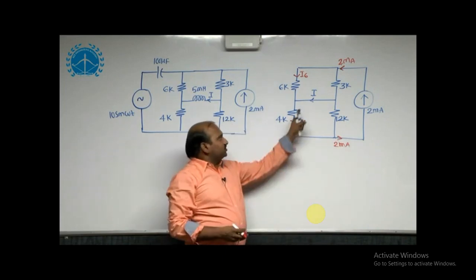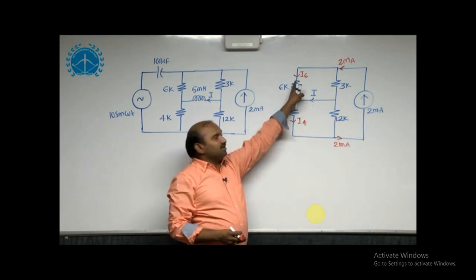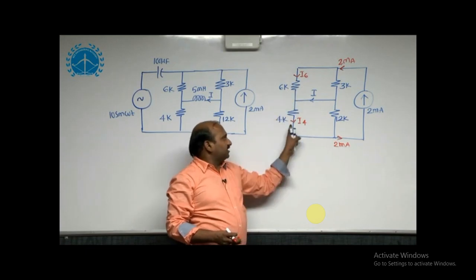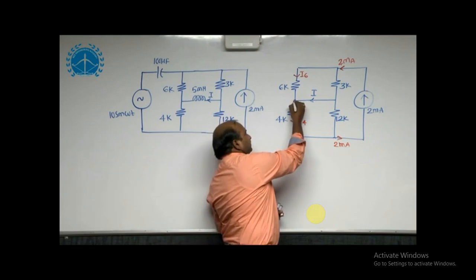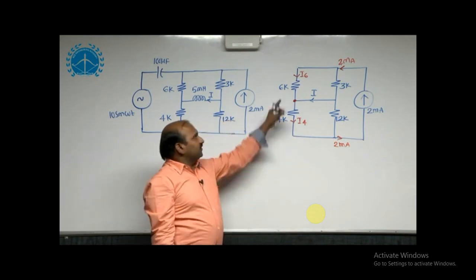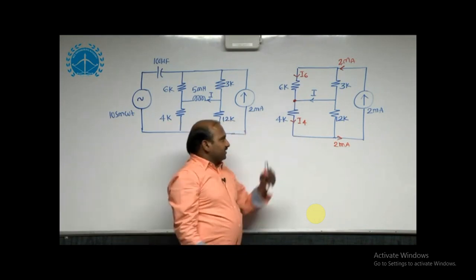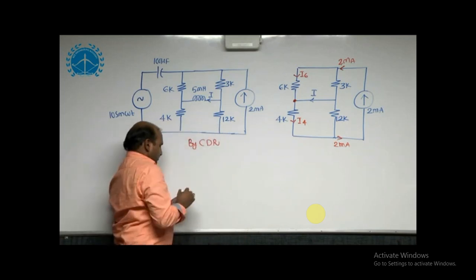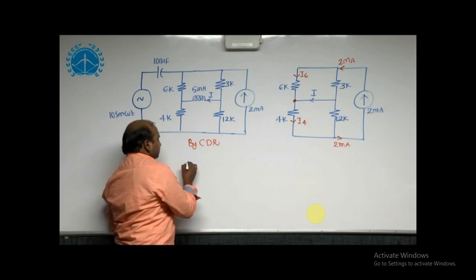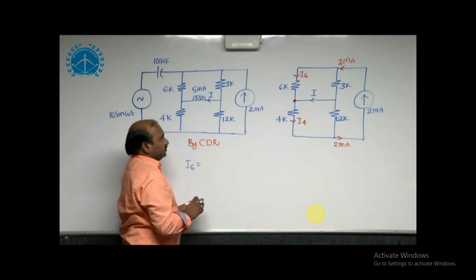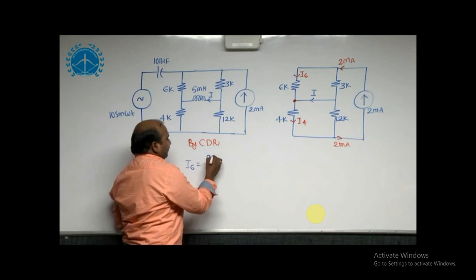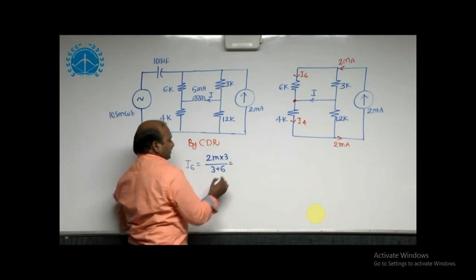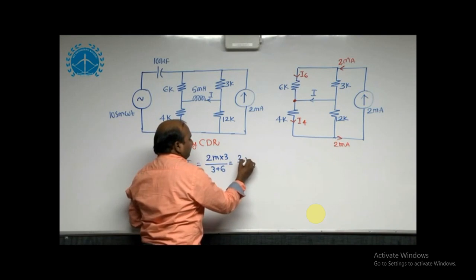I can get the short circuit path current from the resultant of the current in 6K and the current in 4K. Both currents we need to get by KCL. To obtain the value of the 6K current, I take the current division rule. By CDR, I6 is equal to the total current 2 milli into 3K by 3 plus 6. With this, you get 2 by 3 milliamperes.